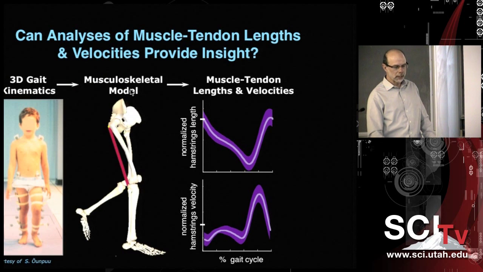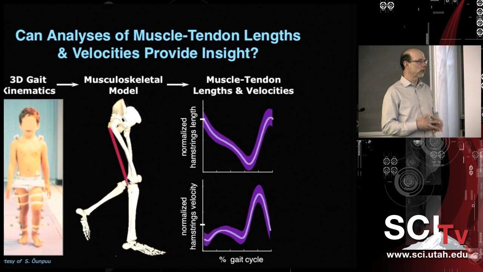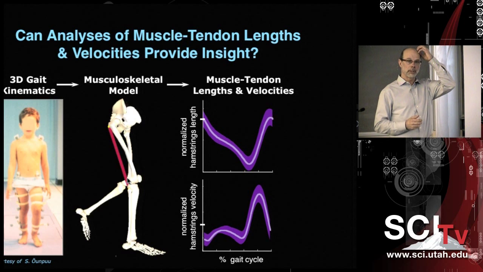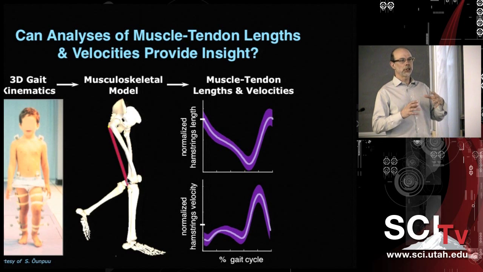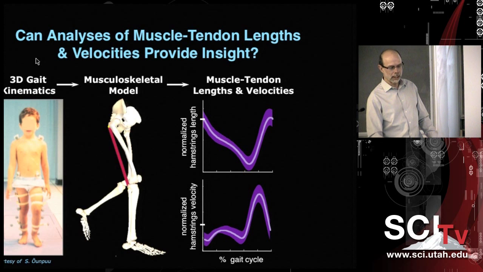So we wanted to see if we could analyze the lengths and velocities of the hamstring muscles and provide some insight. And we did that by collecting 3D gait kinematics on a bunch of unimpaired kids, building musculoskeletal models of individuals with and without cerebral palsy. We built these models initially from MRI of the individuals with cerebral palsy. That was quite expensive and time consuming. We then developed methods to take a generic model and deform that model to represent the key features of individuals with cerebral palsy.